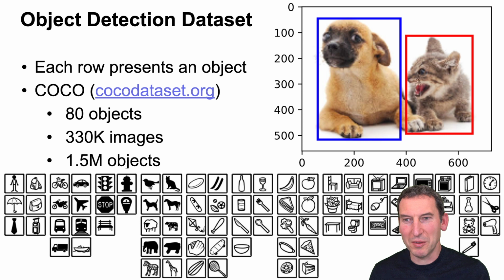Cows also, but polar bears not so much. Anyway, you can argue about whether that's the right set of categories, but that's what they picked.